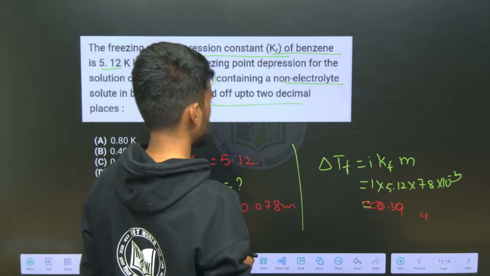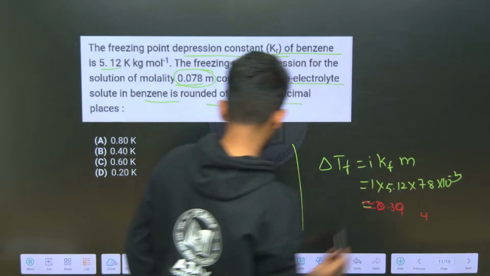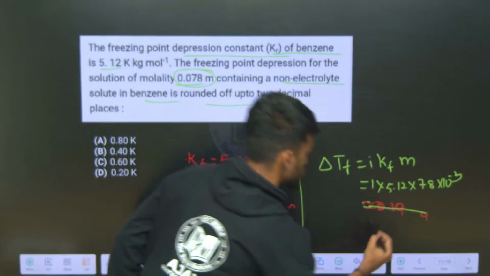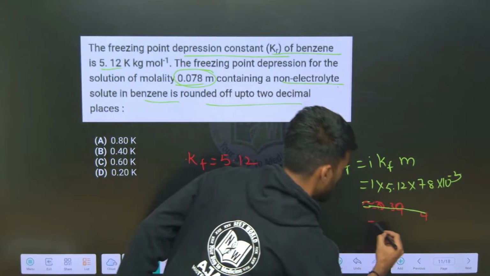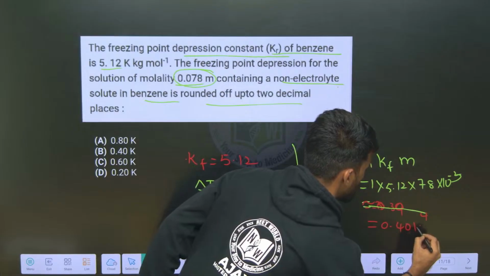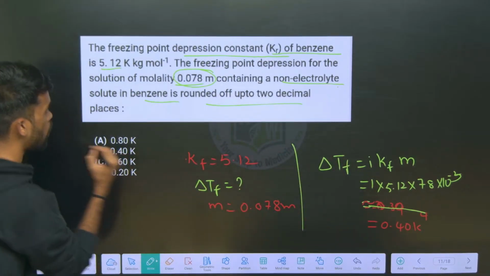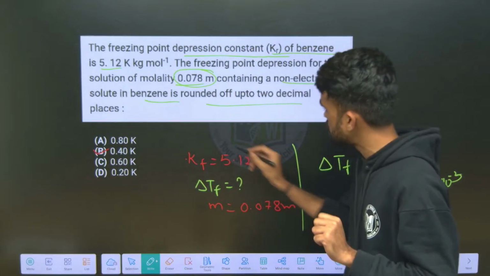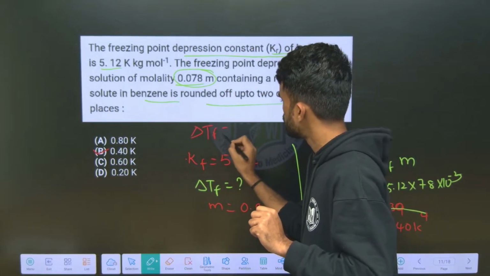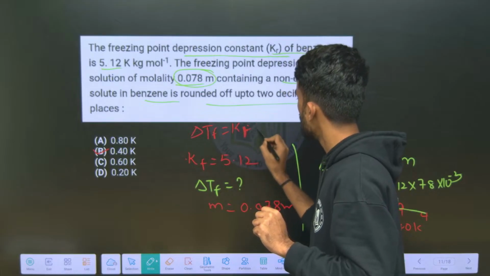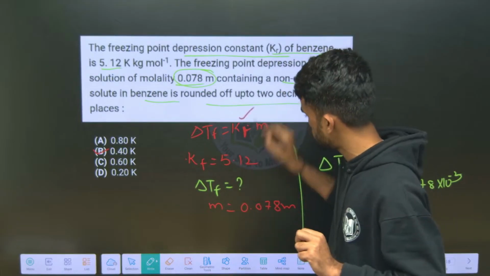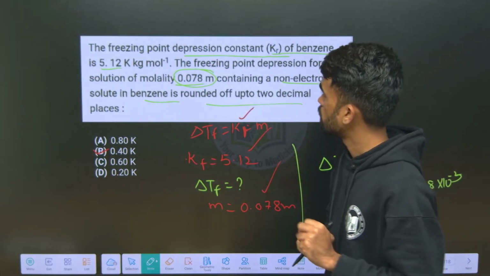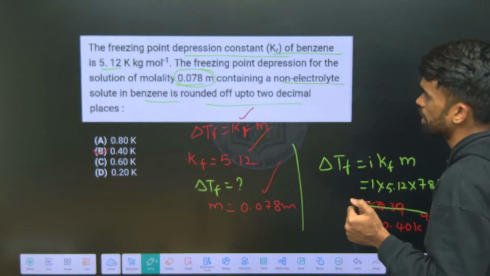So they are asking us to calculate this. See, this is the data they have given. As per the data we will get 0.40 Kelvin. So where do we have this option? We have option number 2 as our answer. Hope this is clear. So just use this relation delta Tf equals Kf m, that's it. You will get the answer. Kf value is mentioned and molality is also mentioned. Substitute there, so you will get the answer. Okay, next.